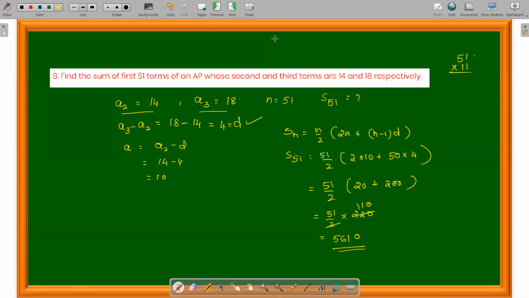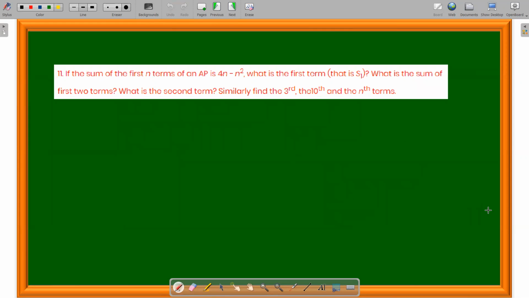Okay, so go for the next one. Given: if the sum of first n terms of an AP is given by 4n minus n square, what is the first term? That means the first term is asking for a1. What is the sum of first two terms? That means a1 plus a2 is what? What is the second term? Similarly, third term, 10th term and nth term, an. Correct. So what we need to calculate, I am writing first.